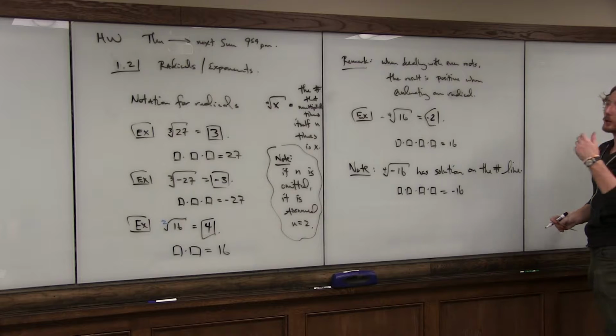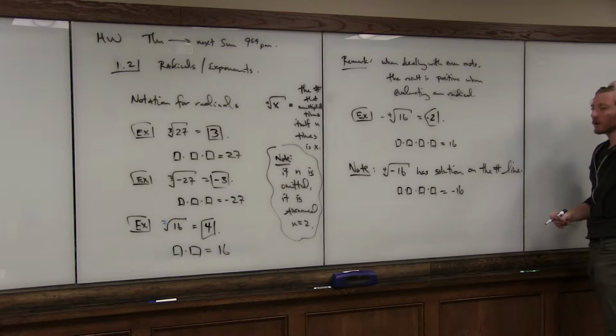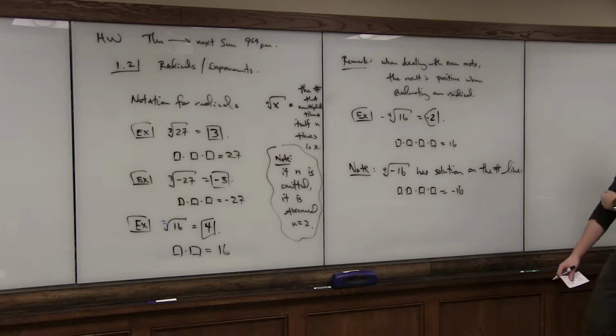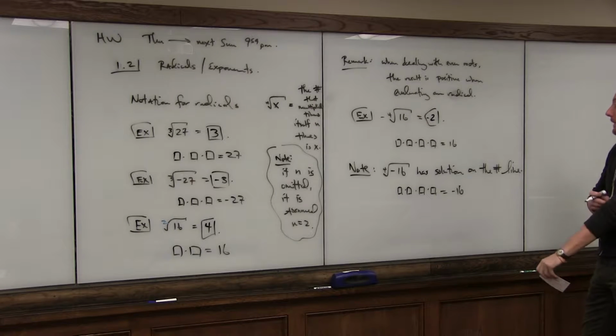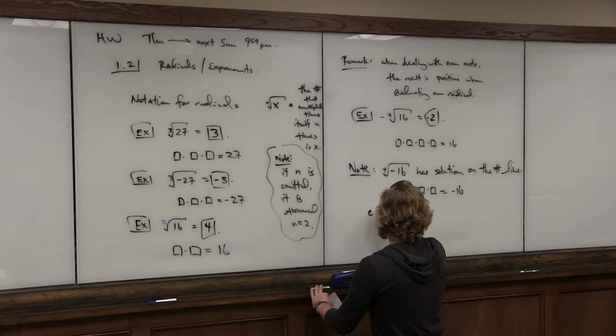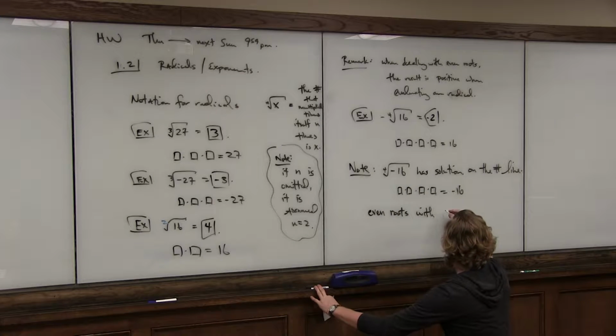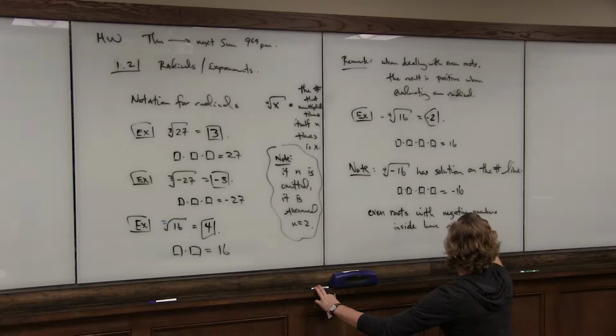Now, there are numbers out there which could solve this or could be the result of this, and you have to invoke imaginary numbers to do so. We're really not going to deal with that in this class. And in fact, calculus doesn't even traditionally involve that until you get to like the 400 level. But yeah, ultimately, to say this more generally, even roots with negative numbers inside have no solution on the number line.